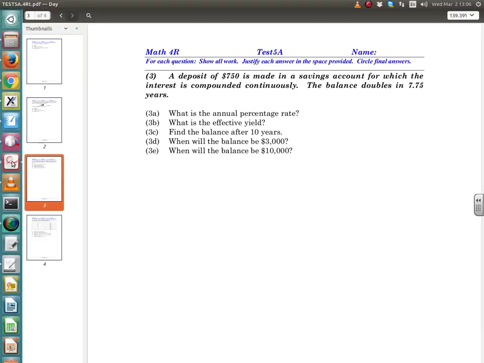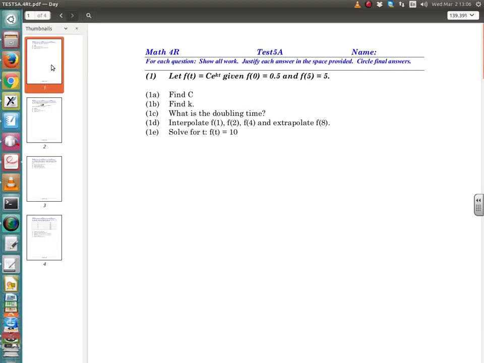All right, so number 1. Let f of t equal c e to the kt. It's almost like PERT. Instead of P0, you have C. Instead of R, you have K. Big deal. Given that f of 0 is a half, or 0.5, and f of 5 is 5, can you figure out C and can you figure out K? Okay. Here we go.